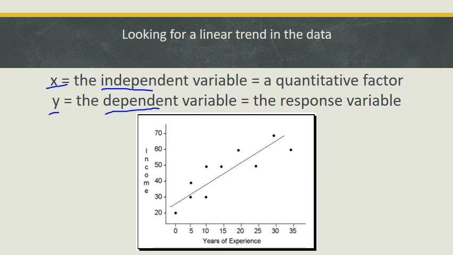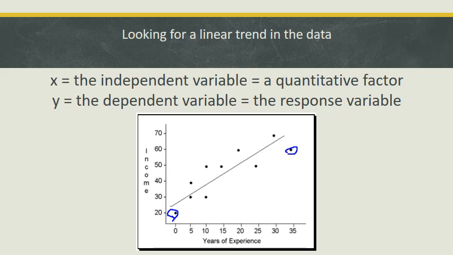In this example, the x variable is years of work experience, and the y variable is income. Each point in the plot represents one individual's x and y values. For example, this first point represents a person in our data set with 0 years of work experience and a salary of 20, and this point over on the right is a person with 35 years of work experience and a salary of 60.